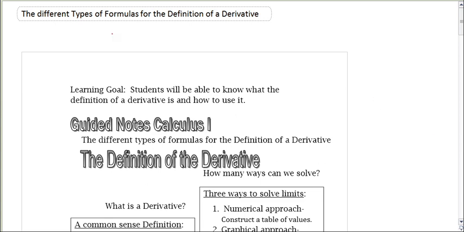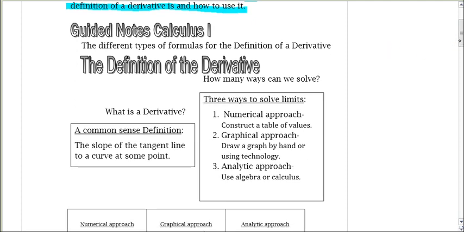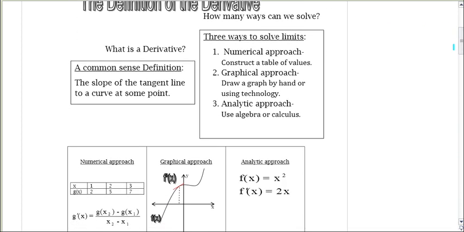Okay, in this video we're going to take a look at the different types of formulas for the definition of a derivative. So let's go ahead and start. Learning goal: students will be able to know what the definition of a derivative is and how to use it. In earlier videos I showed you how to prove one of them, but I really didn't show you the other types of formulas. So we only did one proof, not the three.